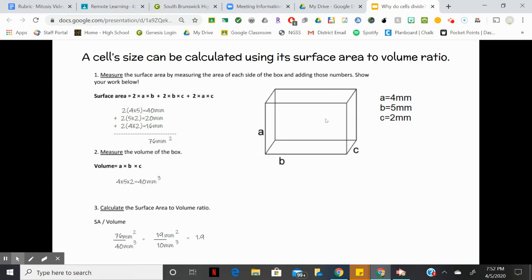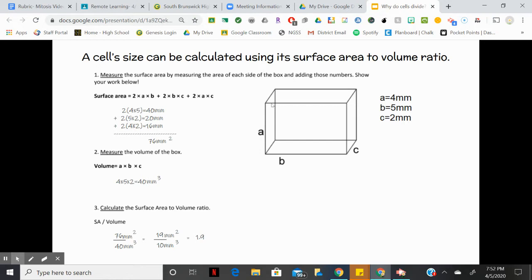So surface area is the area, length times width, of all of the sides. Well, volume is how much this geometric shape can hold. So first you calculate surface area. Here's a formula for surface area. It's measuring the area of each side of the box and then adding the numbers.